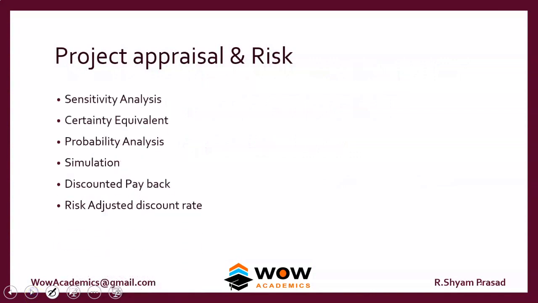So these are the methods that we are going to discuss in the risk and uncertainty chapter: sensitivity analysis, certainty equivalent, probability analysis, simulation, discounted payback, and risk adjusted rate of return. From the exam point of view, you are required to know each of these methods in detail, and also you should know where each is applicable and where it cannot be applied. So you should know the pros and cons of each of these methods.